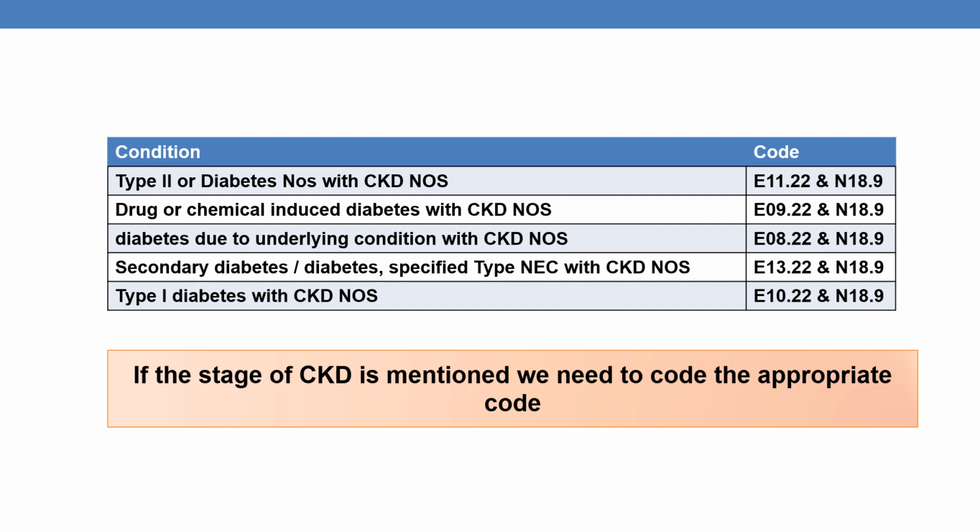And for drug or chemical induced diabetes with CKD NOS, two codes must be coded. The first code is E09.22 and the next is N18.9. And for diabetes due to underlying condition with CKD NOS, the codes are E08.22 and N18.9. And for secondary diabetes or diabetes specified type NEC with CKD NOS, the codes are E13.22 and N18.9. And for type 1 diabetes with CKD NOS, the codes are E10.22 and N18.9.